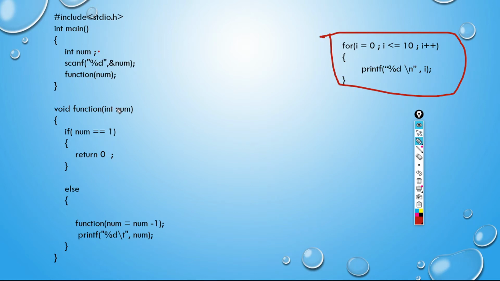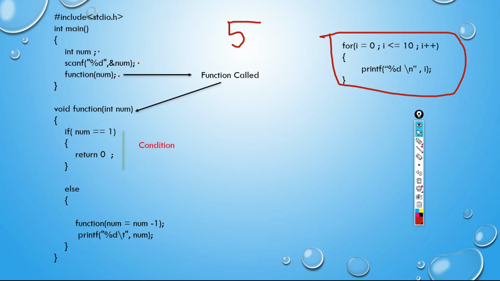So first I'm declaring a variable, which is integer number. Then I'm gonna input the variable. I'm gonna input 5. Then I'm gonna call the function. Now, first of all, I have to check if the number is equal to 1, this is the condition part, okay? In the for loop, I put I less than equal to 10. In here, it's going to be a bit different. I'm going to explain this a bit later.